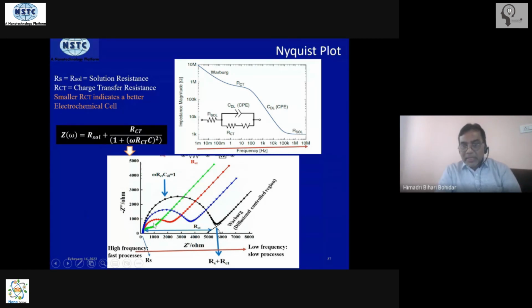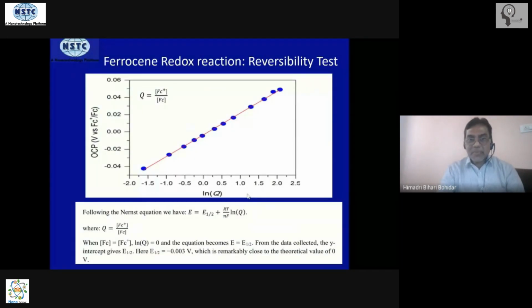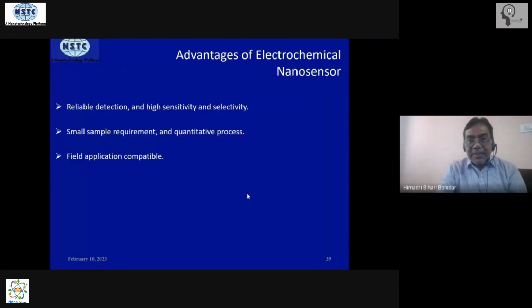So by looking at the nature of this curve, you know the charge transfer resistance, you know the solution resistance, and you also know at what frequency your cell becomes completely ohmic. It shows only a response which is like a normal electrolytic cell, not an electrochemical cell anymore. So this is how the impedance analysis behavior takes place. I have already said this earlier.